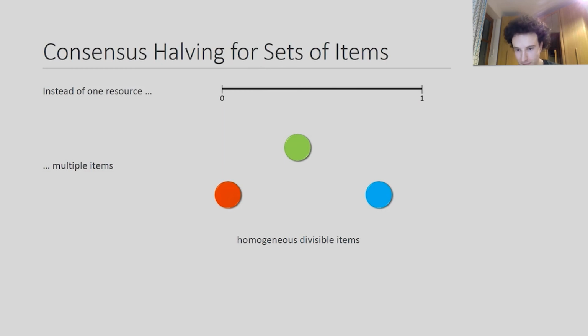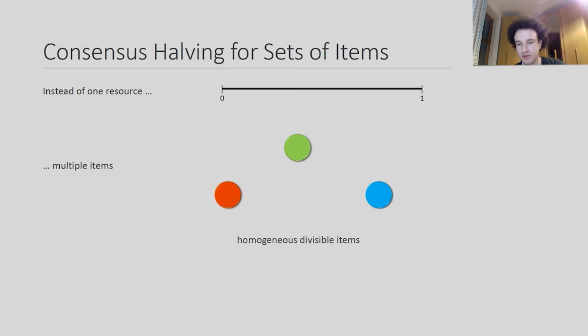And the items are homogeneous. What does that mean? It means that the value that you get from a fractional part of the item only depends on that fraction. It only depends on what fraction of the item you get. It doesn't matter whether you get the left part of the item or the right part of the item. It's just how much of the item you get that determines the value you get from it.